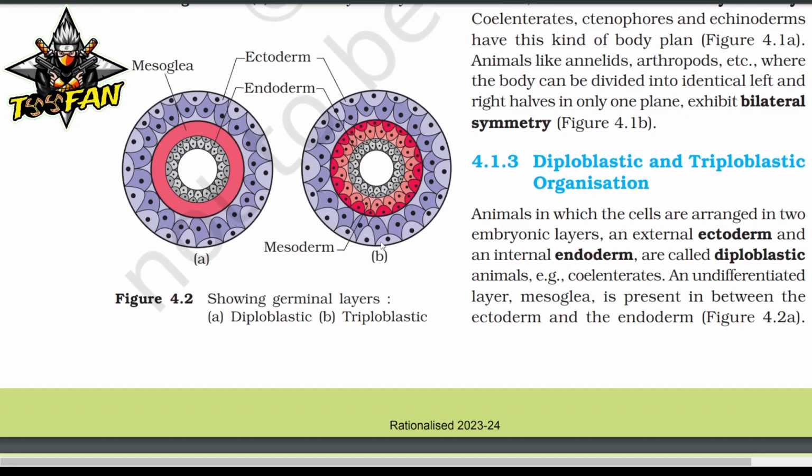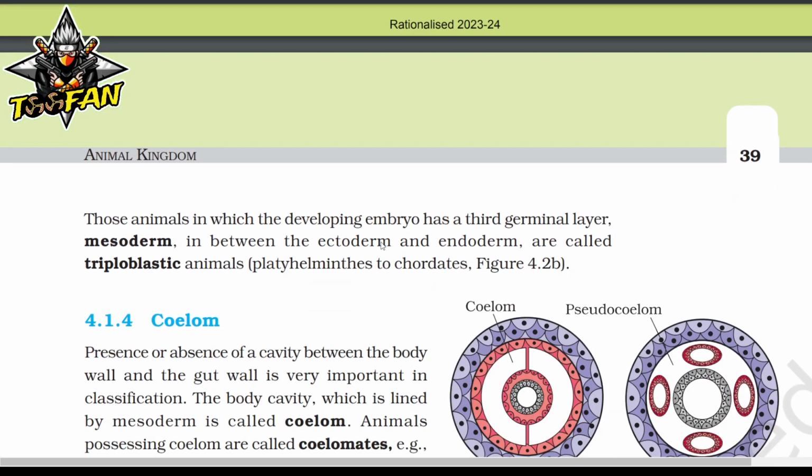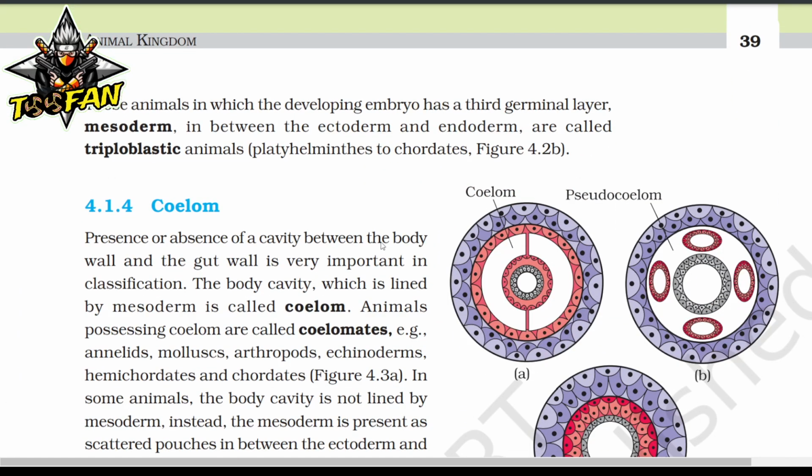Now, animals in which the cells are arranged in two embryonic layers, an external ectoderm and internal endoderm, are called diploblastic animals. Example, coelenterates. An undifferentiated layer, mesoglea, is present in between the ectoderm and the endoderm. Those animals in which the developing embryo has a third germinal layer called mesoderm, in between the ectoderm and endoderm, are called triploblastic animals, Platyhelminthes to chordates.